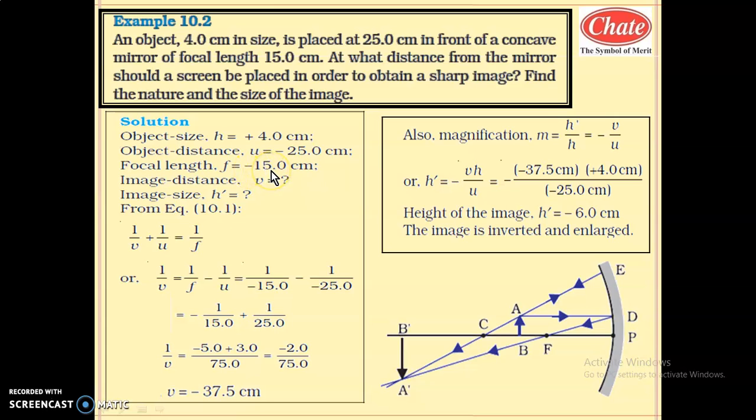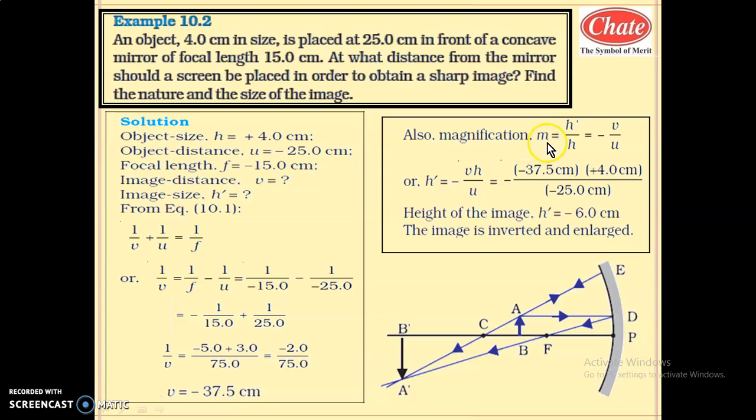Here focal length is 15 and U is 25. Twice the focal length means the center will be at 30 centimeter. Here the object is at 25 centimeter, means the position of the object is in between C and F. When the object is in between C and F, the image will be beyond C. When the image is beyond C, it will be magnified, real and inverted. So this is a possibility, so that you can understand. So you may get the answer by calculation and also by the ray diagram.